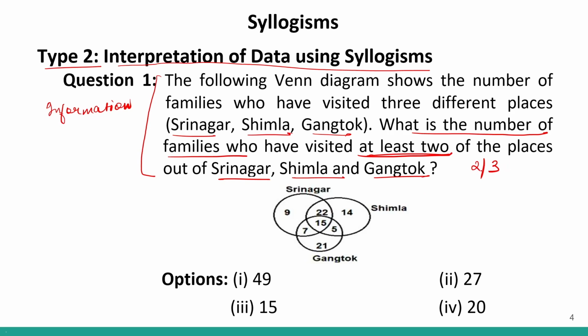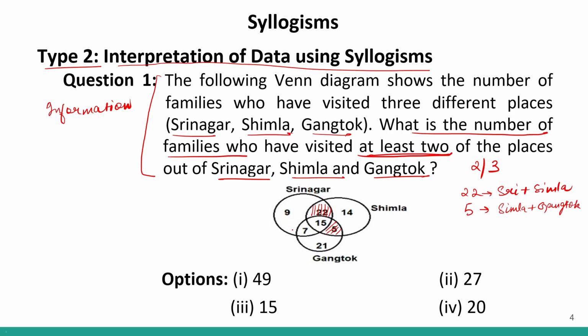Okay, so when we talk about families that have visited 2 places, we have these families who have visited Srinagar and Shimla, that is 22, correct? 22 means Srinagar plus Shimla. Then we have this one, 5 families have visited Shimla and Gangtok, correct?